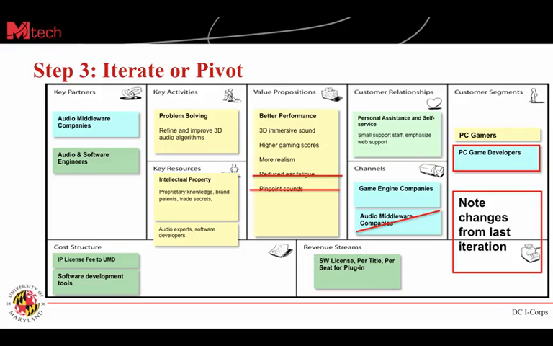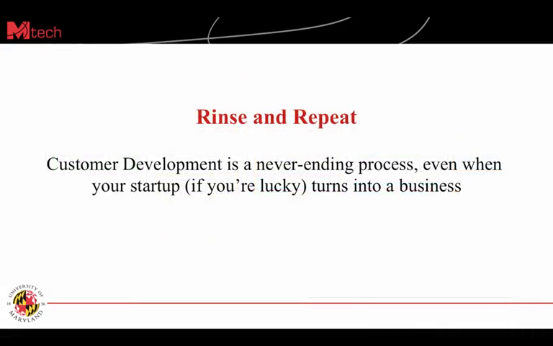Pivot means you're changing some fundamental assumption and trying again. And you keep doing that until you can't falsify your guesses anymore, and then you think you've probably got something. Rinse and repeat. It's a never-ending process, even when your startup becomes a business.